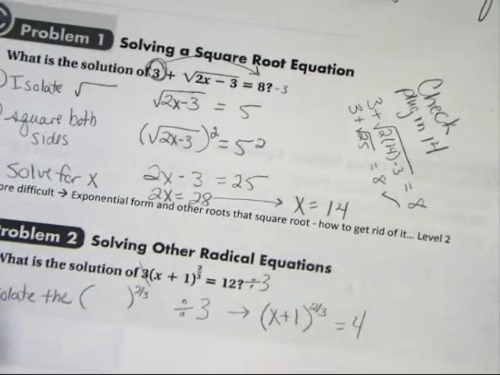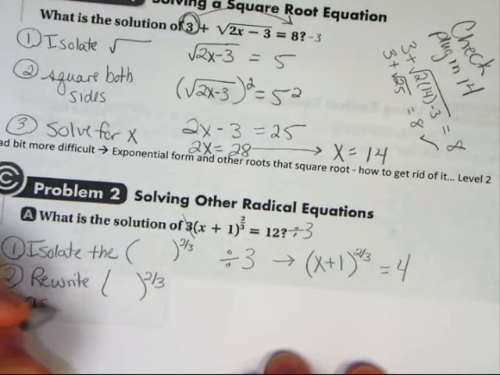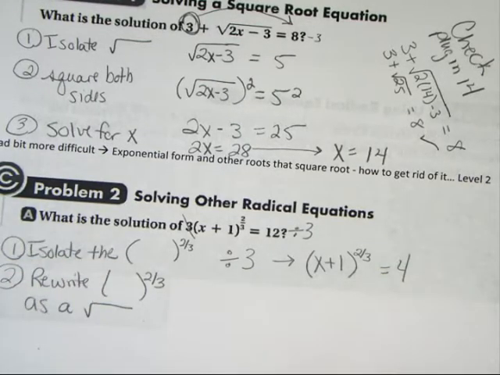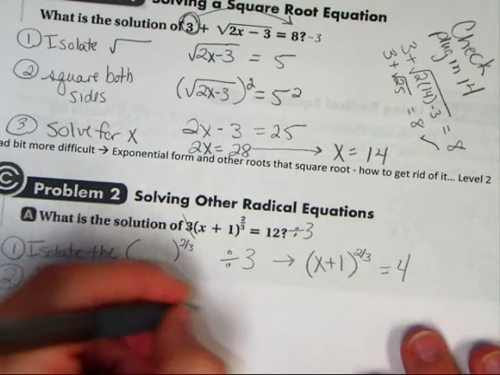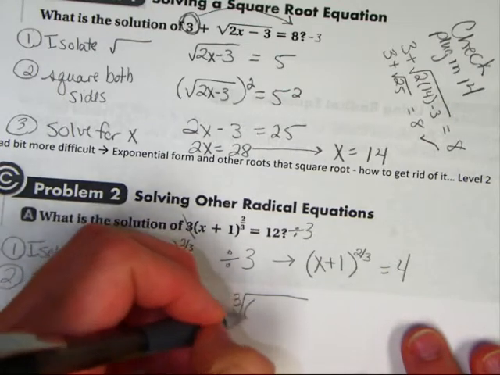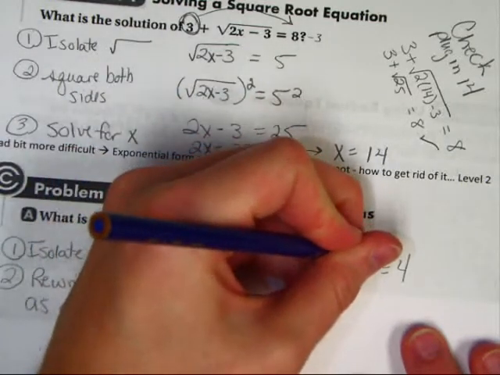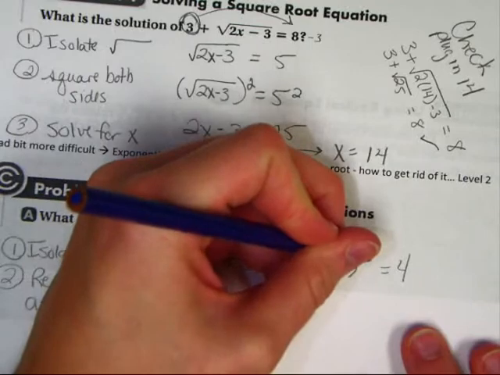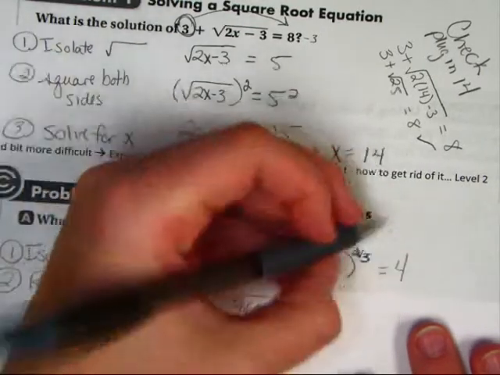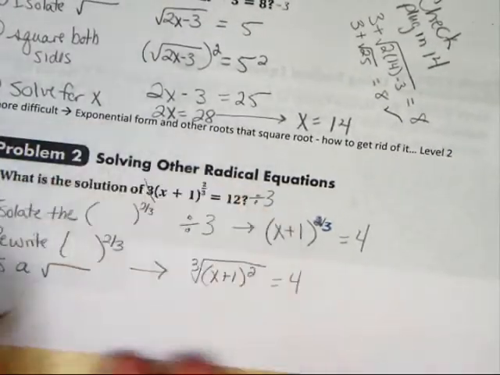Alright, step 2, rewrite the parentheses to the 2/3 as a root. Alright, so that's going to mean that I'm going to have the cube root of x plus 1 squared, and that's because I had the 3 on the bottom and the 2 on the top. And that will equal 4.